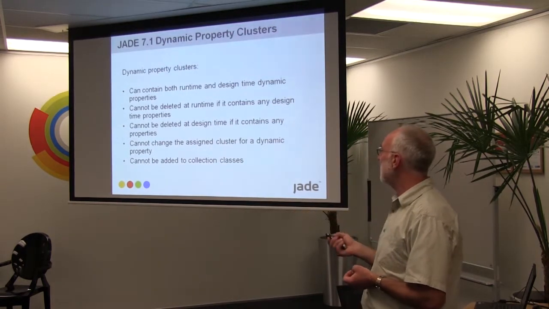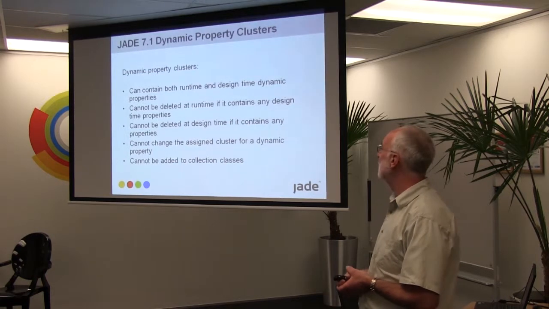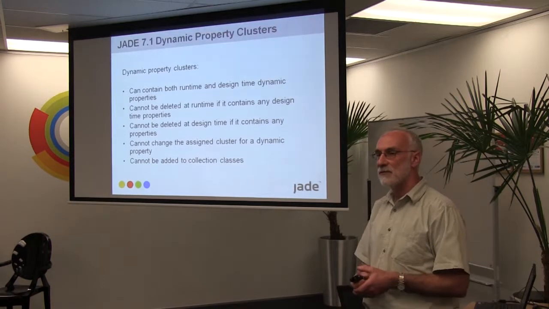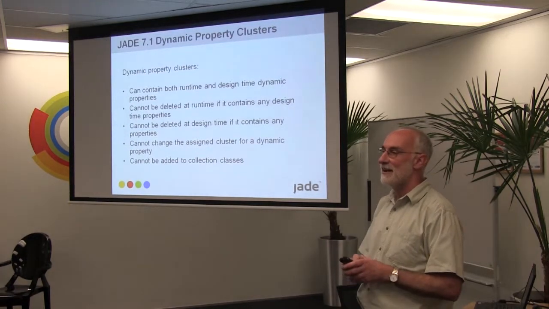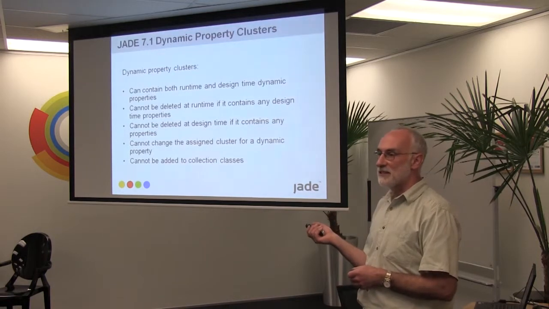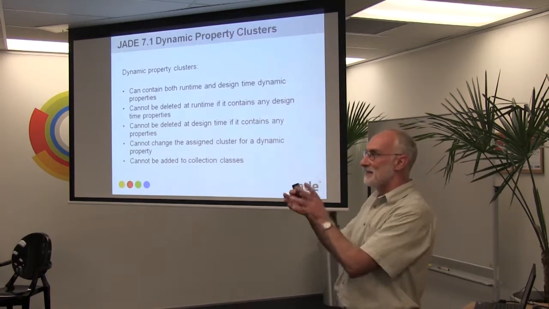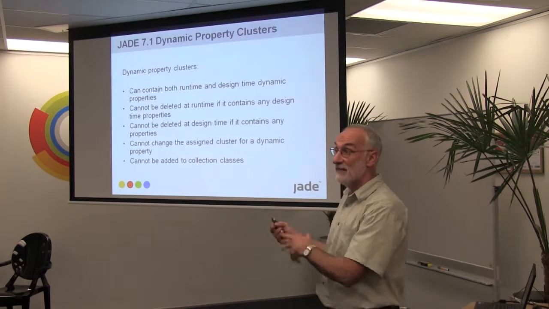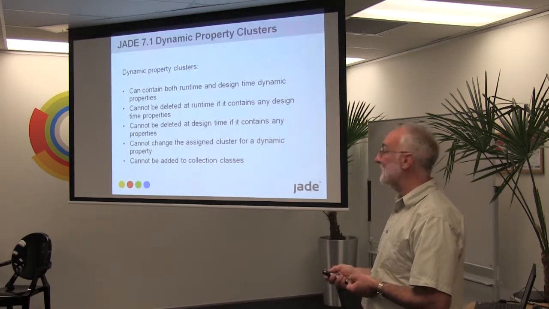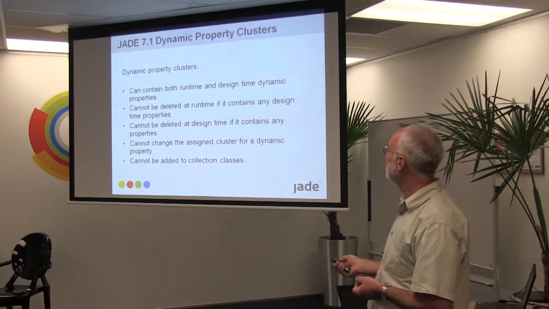And you can't add a cluster, so now you can't have a dynamic property on a collection class. That's because we can't identify a sub-object of a sub-object. If we've got an exclusive collection, having a sub-object, which itself is a sub-object, having another sub-object of it makes finding it impossible in Jade.